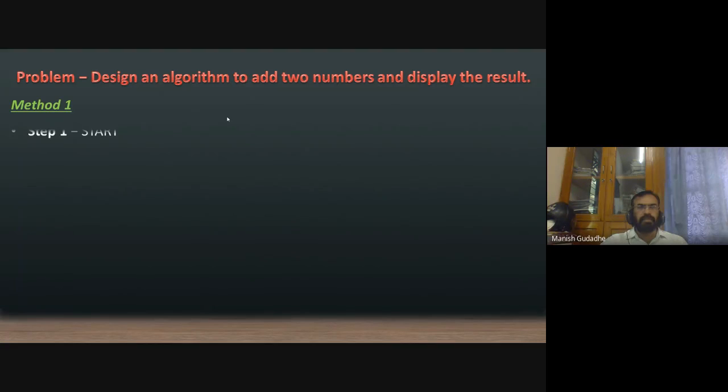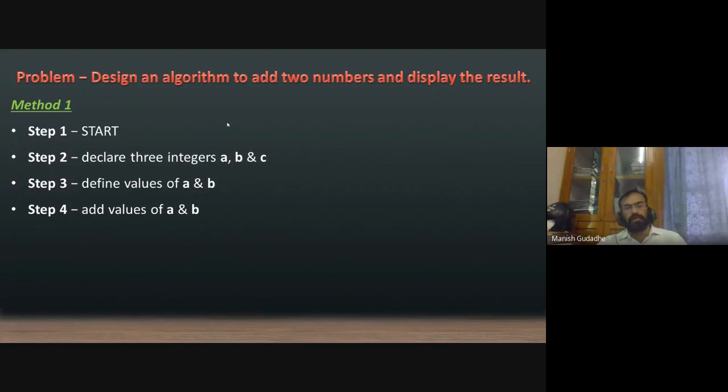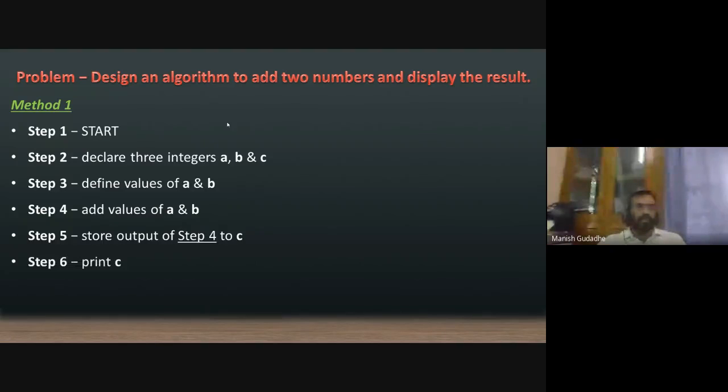In the first method, we are writing stepwise. Step 1: start. Step 2: declare three integers a, b and c. What for are we declaring a and b? a and b will be the two numbers which will be inputted, and c will be the result, that is the sum of the two numbers. Then define values of a and b, add values of a and b, store the output of step 4 in the variable c, and then print c. This is our algorithm.